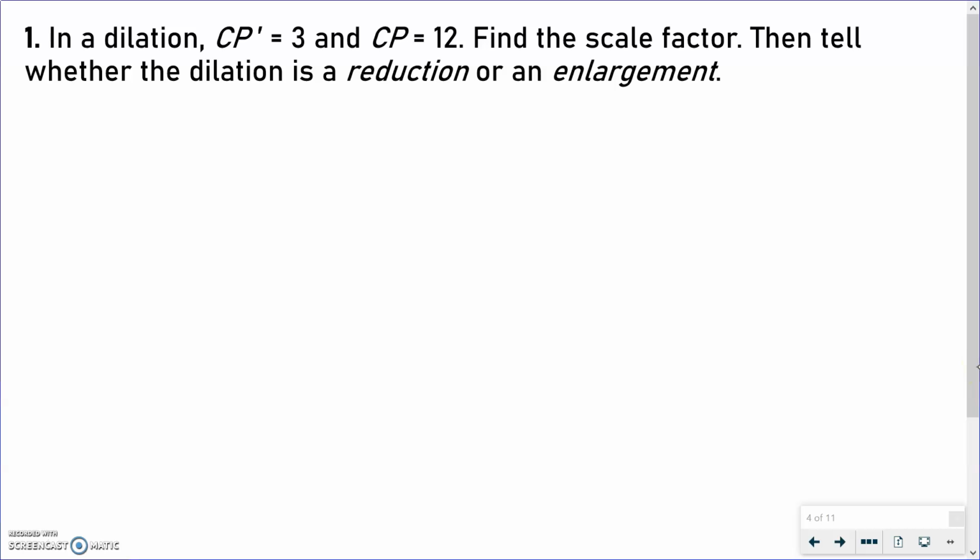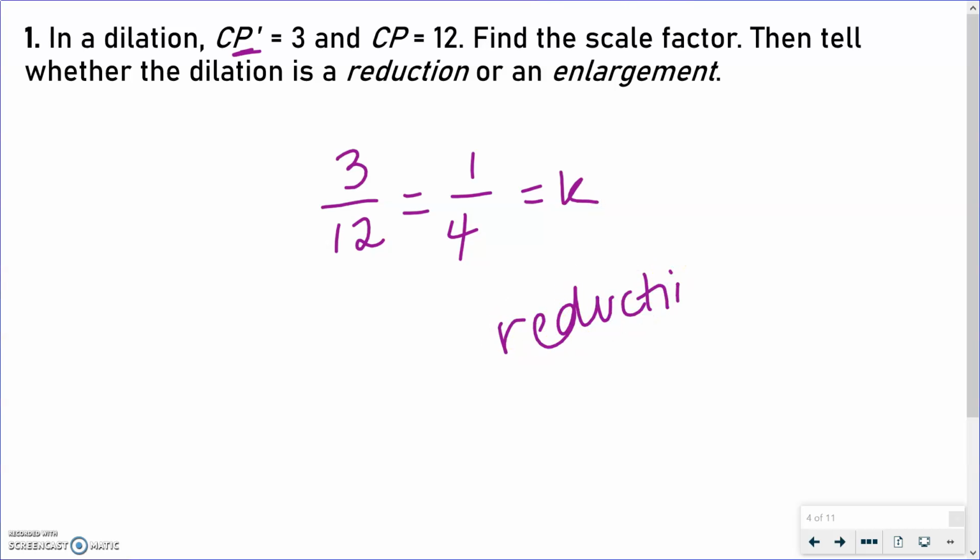We can also decide whether it's a reduction or enlargement and talk about scale factor without a picture, without a graph, just by getting some measurements. The distance from C to P prime is 3, and that's where we're ending up, and C to P is 12. So it starts out as 12 and then ends up as 3. We're going to do 3 over 12, because we always do the prime length on top, and then we simplify that. So the scale factor, or the K, is 1/4. And that's a reduction because it's smaller than 1.